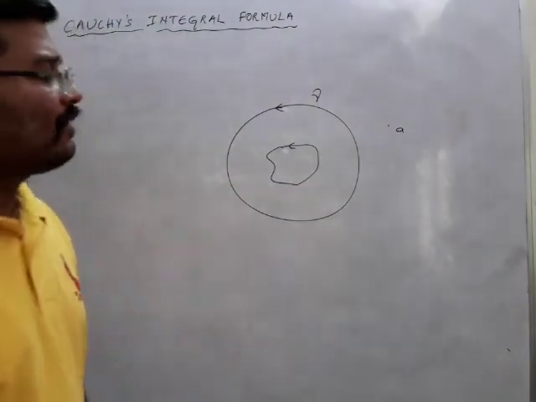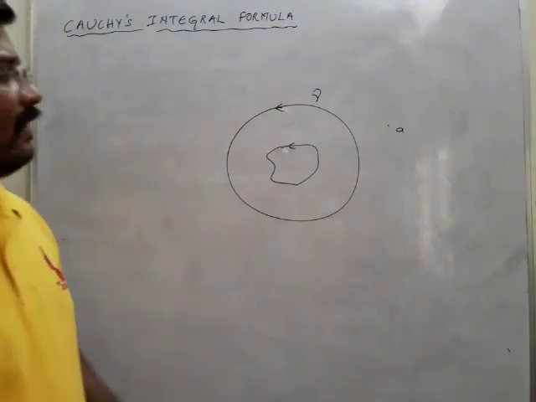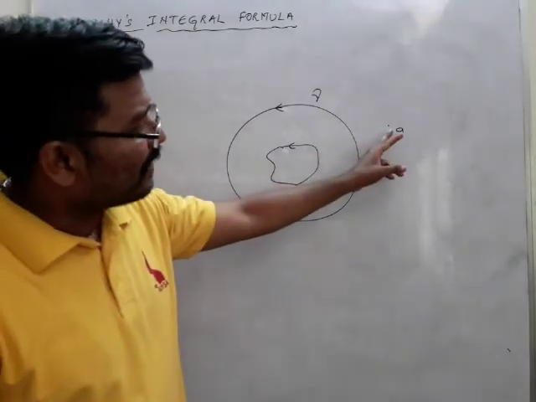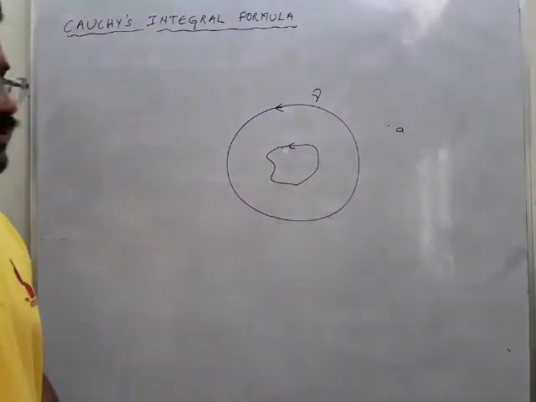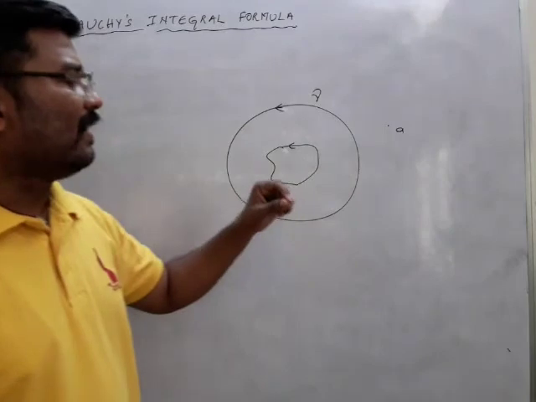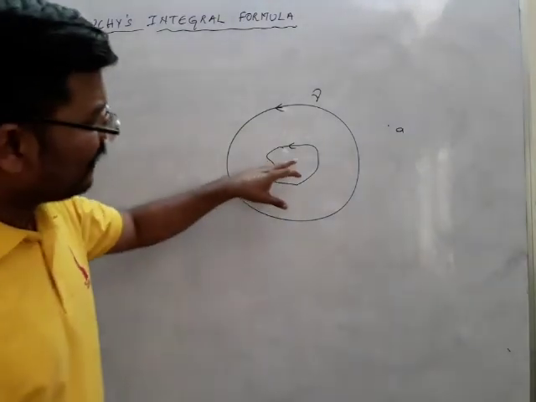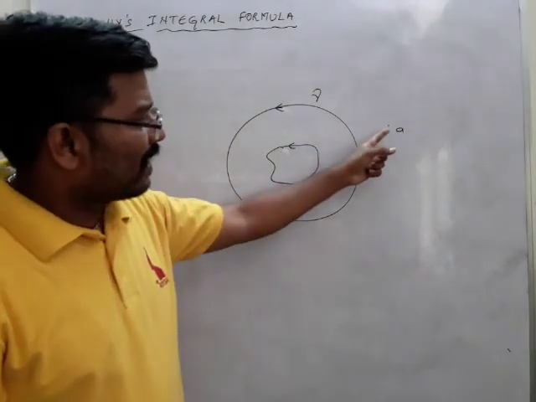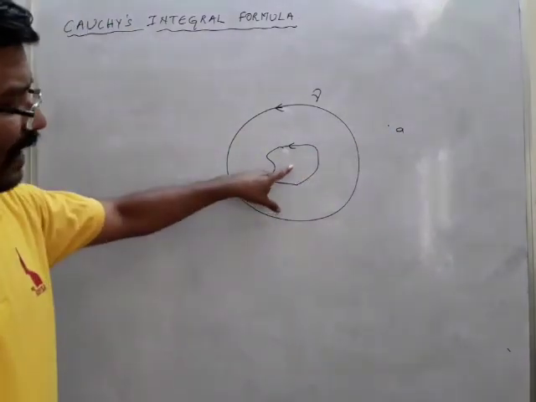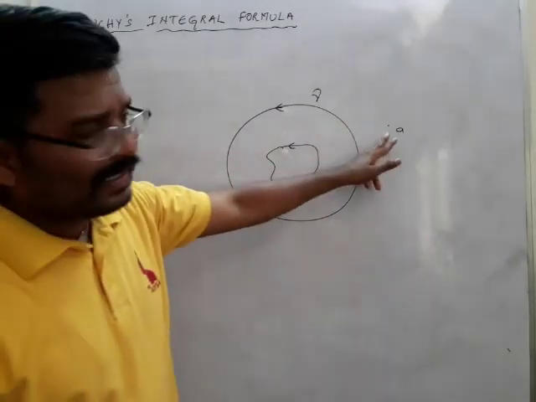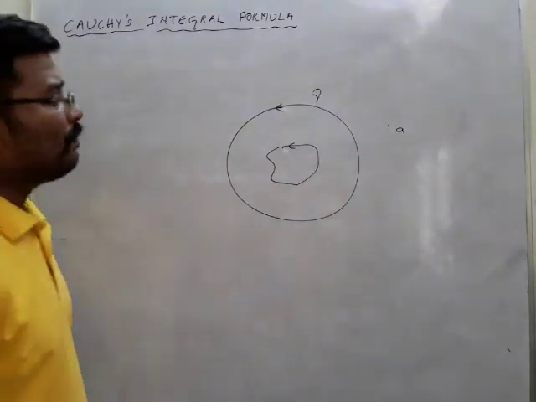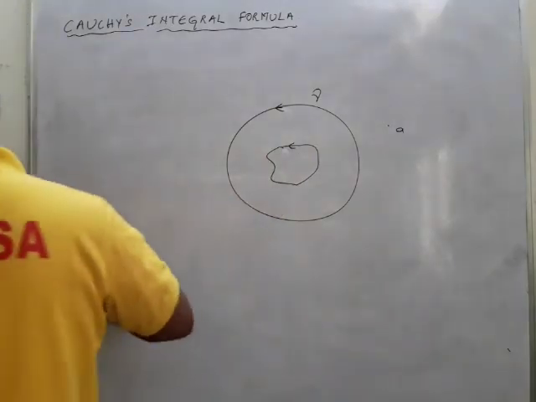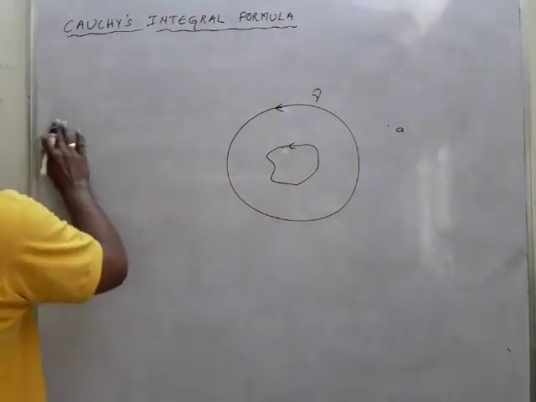Now I want to find out the index of gamma with respect to this a. What is the value of n of gamma comma a? Whenever the point is inside, we should find out the value, and the point which is outside also we should find out. Now according to this one, we'll try to find out what that is.